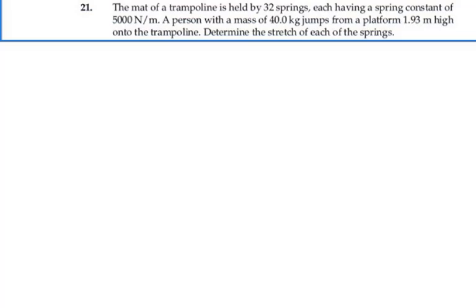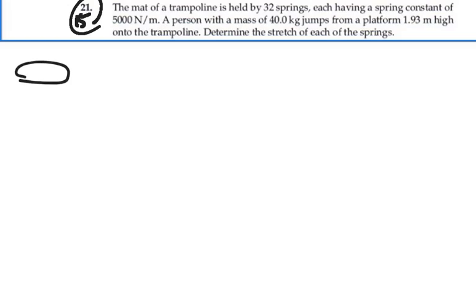Here's problem 1521. The mat of a trampoline is held by 32 springs, each having a spring constant of 5,000 newtons per meter. A person with a mass of 40 kilograms jumps from a platform 1.93 meters high onto the trampoline. Determine the stretch of each of the springs.